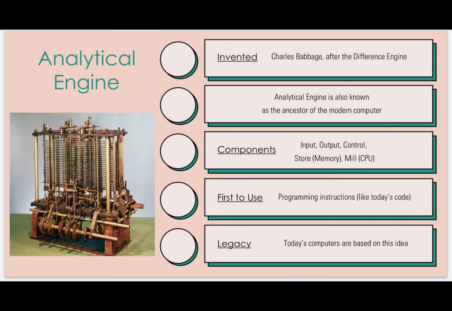And this is our last calculator, the analytical engine. Who invented this? The same Charles Babbage. When? After the difference engine. Means first he invented the difference engine. After a period of time he invented the analytical engine. See, the analytical engine is also known as the ancestor of the modern computer. Ancestor means today's computers are all based on this analytical engine's functions.